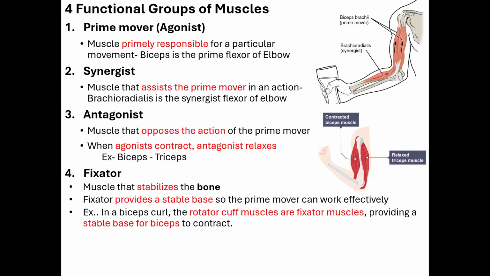Antagonist is the muscle that opposes the prime mover. So for the biceps, what is the antagonist? Triceps, correct. So there is an agonist, there's an antagonist. And then there's another muscle called the fixator. This is a muscle which stabilizes the bone.